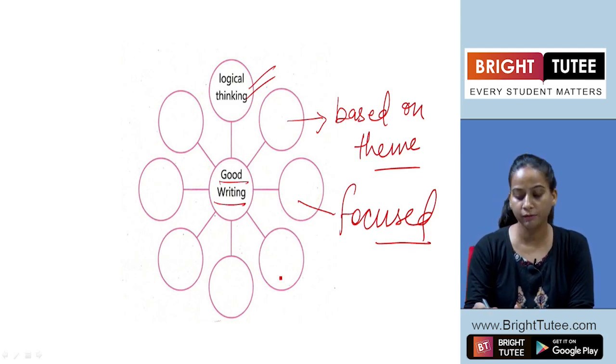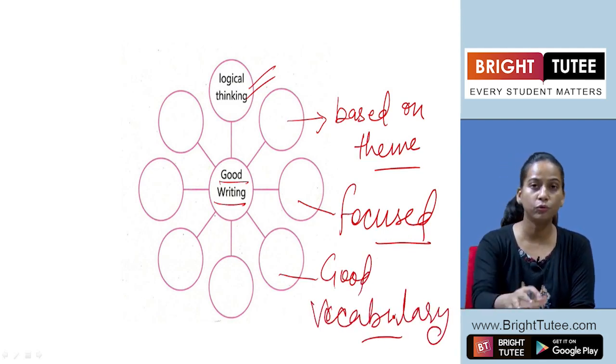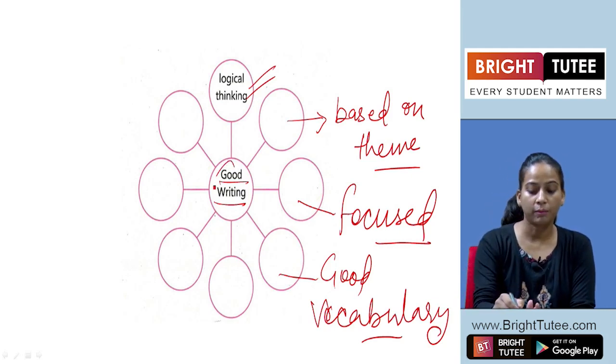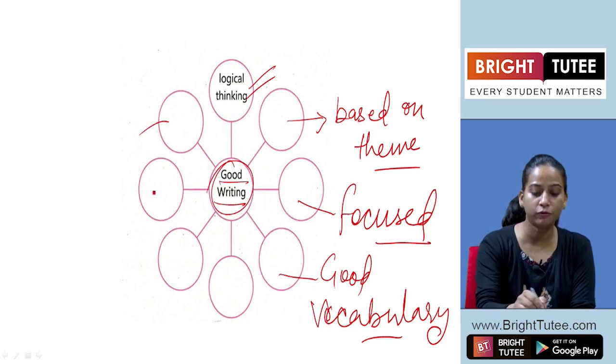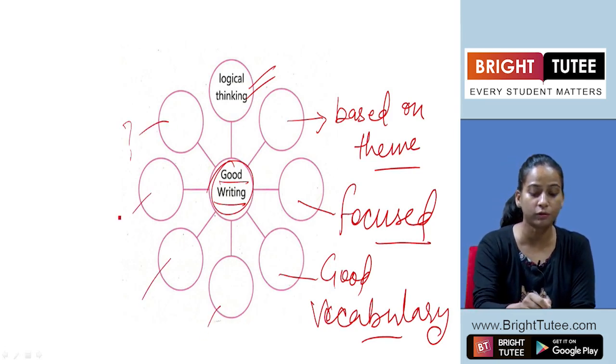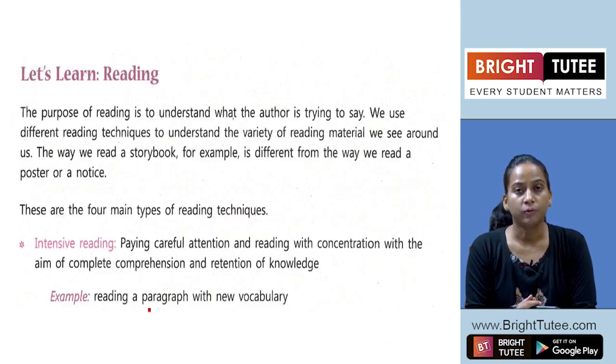It must have good vocabulary. So these are the few things that we have mentioned here about good writing. In the same way you have to fill these gaps, and according to your own knowledge you have to mention what other features can be added here while you are talking about any good writing. Clear?